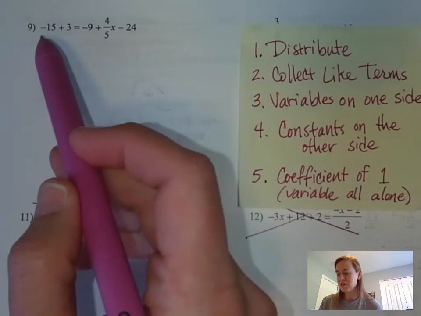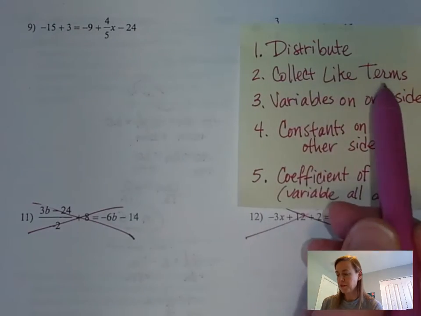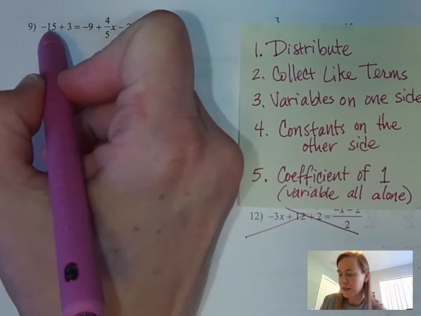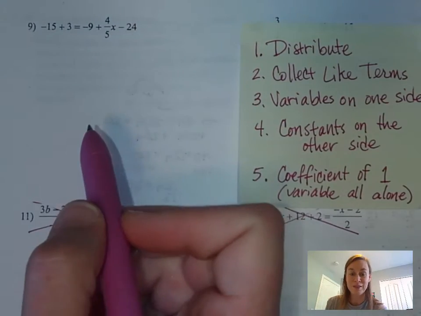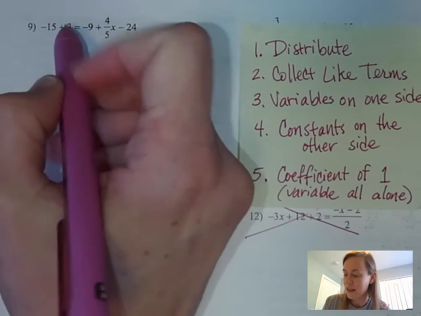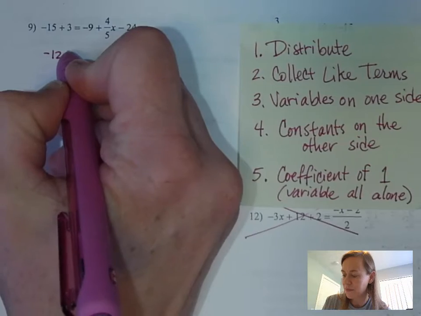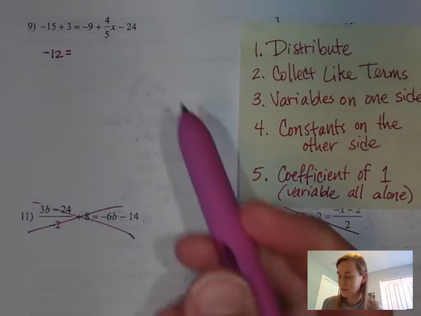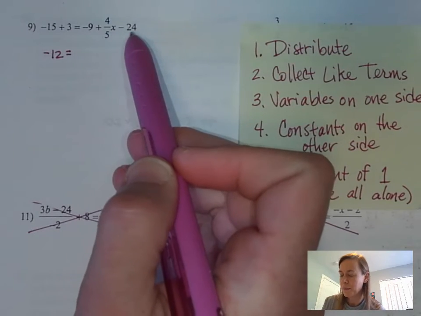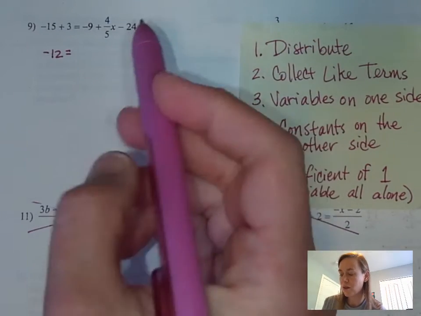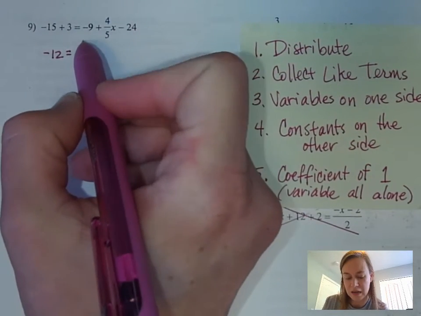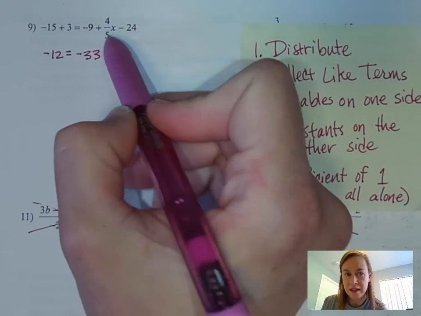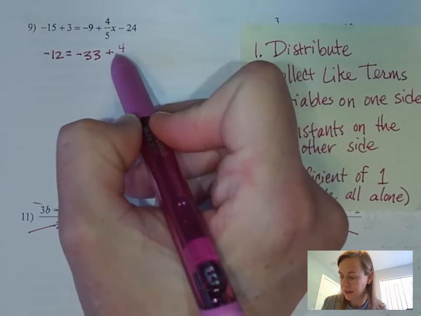There's nothing to distribute in this problem, but are there some like terms that we should collect? Yeah, absolutely. Let's look at this. We have negative 15 plus 3. We can totally simplify that. Let's do it. So negative 15 plus 3 gives us negative 12. All right, now on the other side, is there anything to simplify? Looks like we have negative 9 minus 24. So we need to simplify those together, and we're going to get negative 33. And we still have the 4 over 5x.